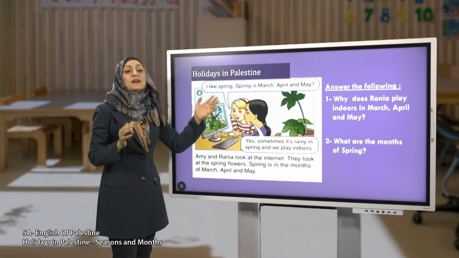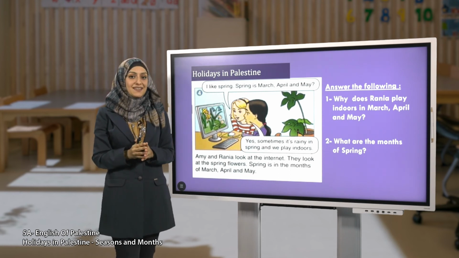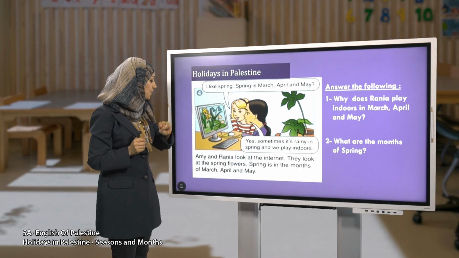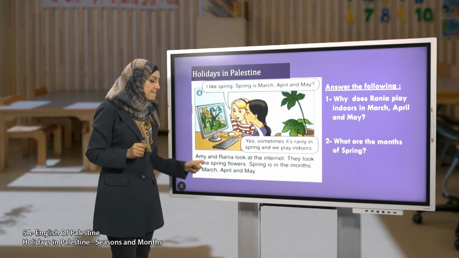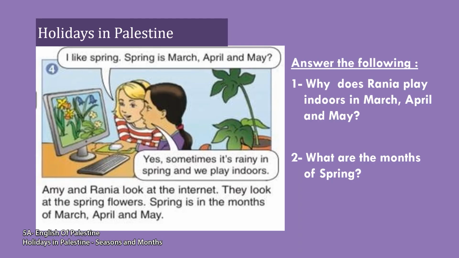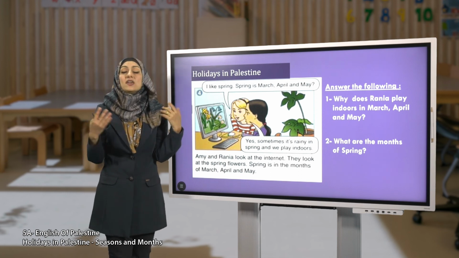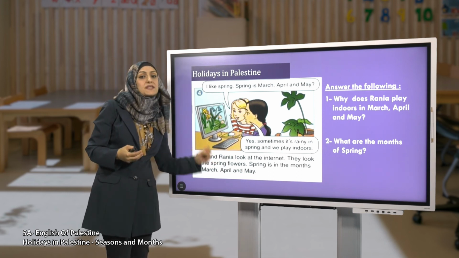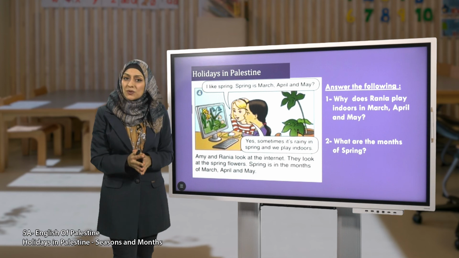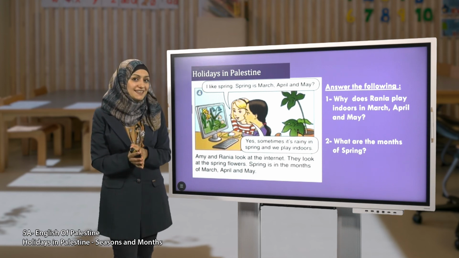What are the months of spring? The months of spring are March, April, and May. Many people love spring and they wait for these months to come. What about you? Do you like spring?